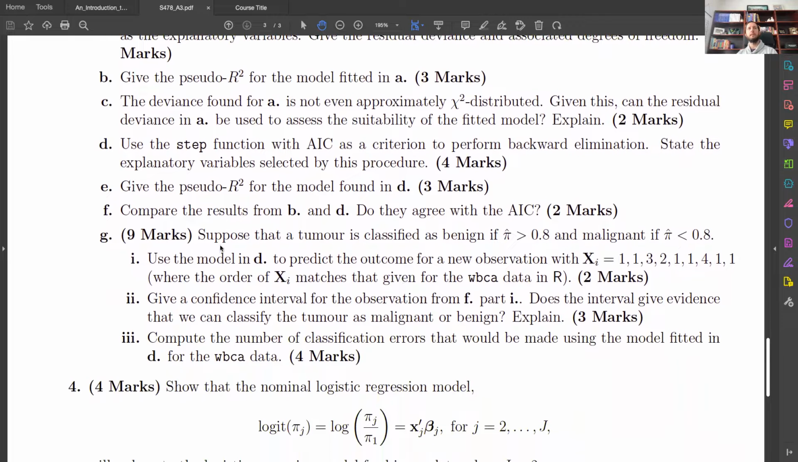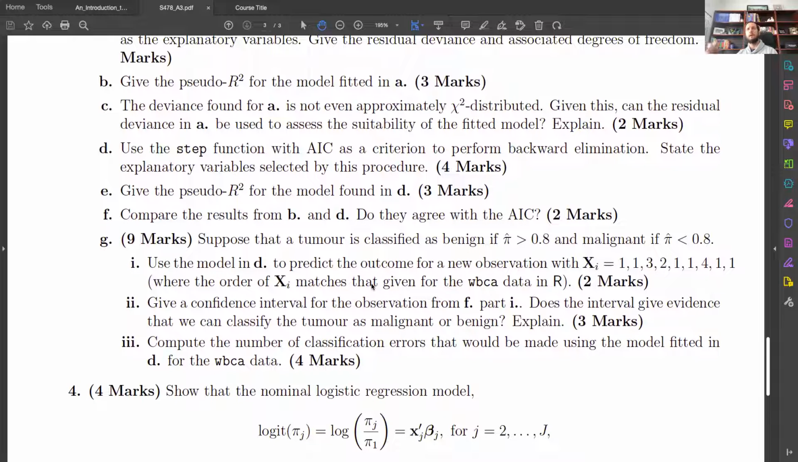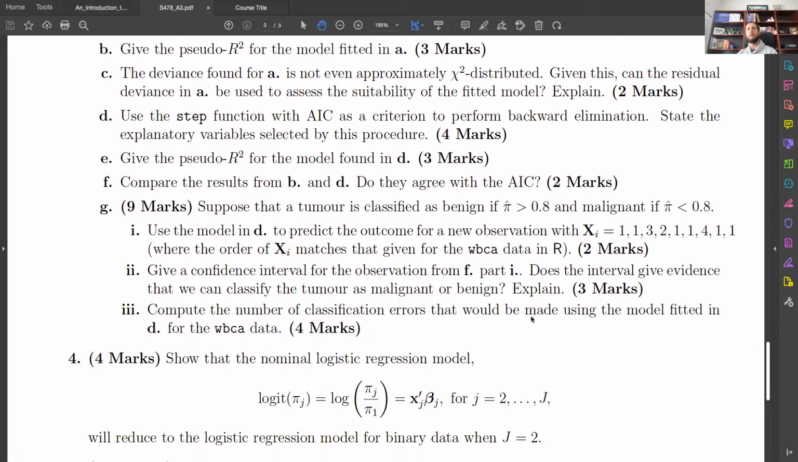And then in G, you will actually be using this model. So in G, we are saying a tumor is classified as benign if pi hat is greater than 0, and malignant if pi hat is less than 0. So given this new observation, would this particular observation be classified as malignant or benign using the fitted model from part D? In part 2 of G, you are going to build a confidence interval for part I.